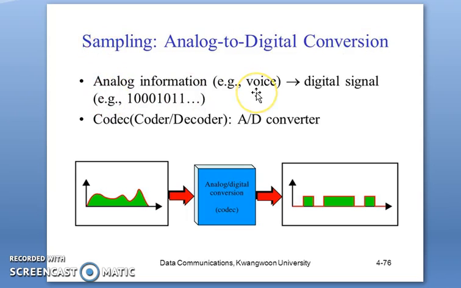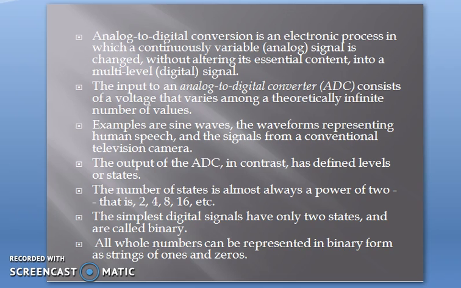Analog information is usually in the form of voice, which should be converted to a digital signal, which is in the form of binary ones and zeros. For that, for analog to digital conversion, we use converters, which are called analog to digital converters. Usually these analog to digital converters are coders and decoders, which is called a codec. This is the analog data which should be given to a codec to convert it to digital data.